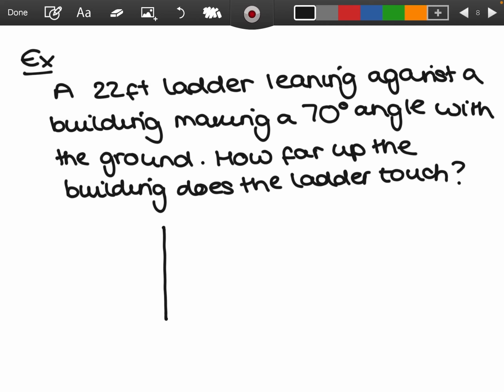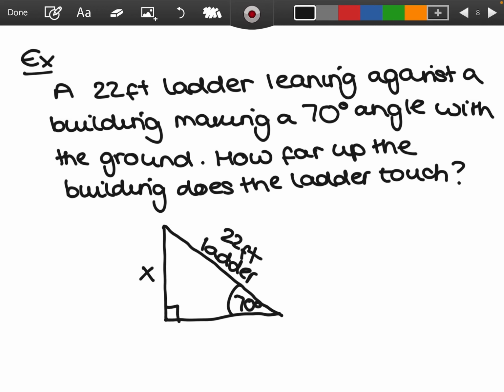Okay, if we draw this out, there's the building, there's the ground, and I have this ladder here. I know that it makes a 70-degree angle with the ground. So the ladder is going to give me a hypotenuse for this triangle of 22 feet. I know I have a right angle here, and then X is the distance between the ground and where the ladder hits that building. So I want to know the value of X. I want to know how high up this building the ladder hits.